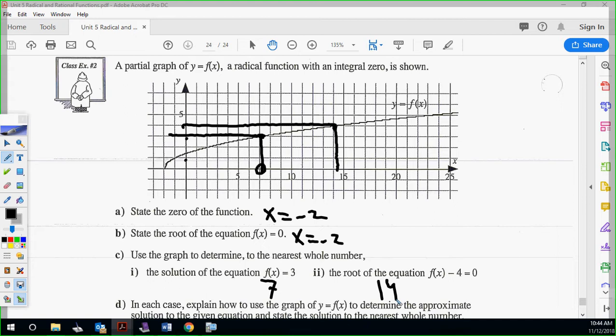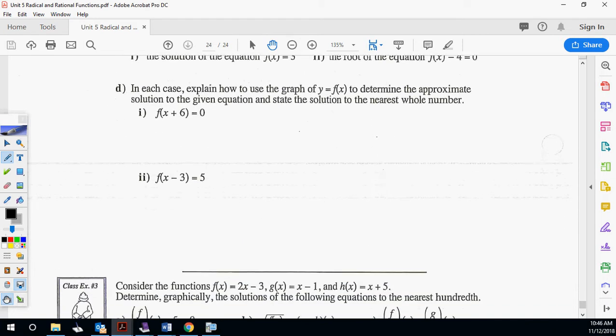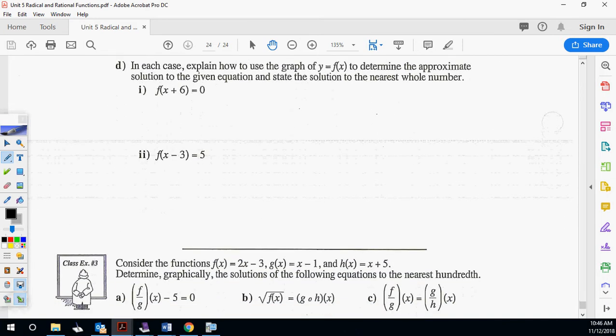Okay, any questions on this? I'm going to move the page up to do the work on D. So any questions? Okay, quiet Monday. Okay, so let's look at D here, and then we got one more example.